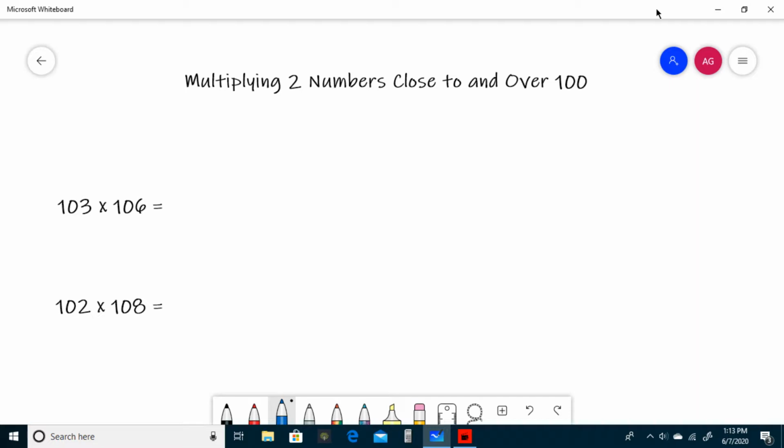Today, we will be learning how to multiply two numbers that are close to and over 100. So let's get to it.